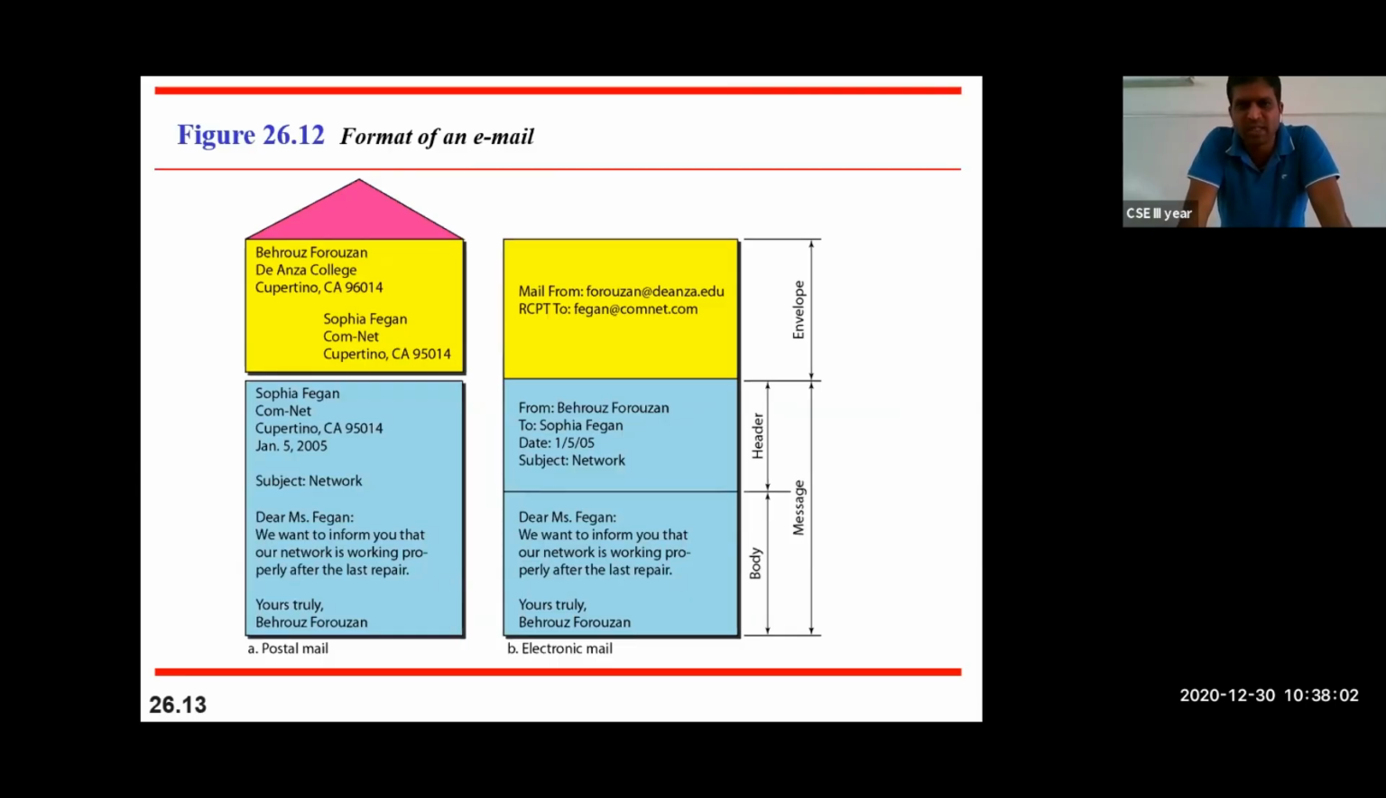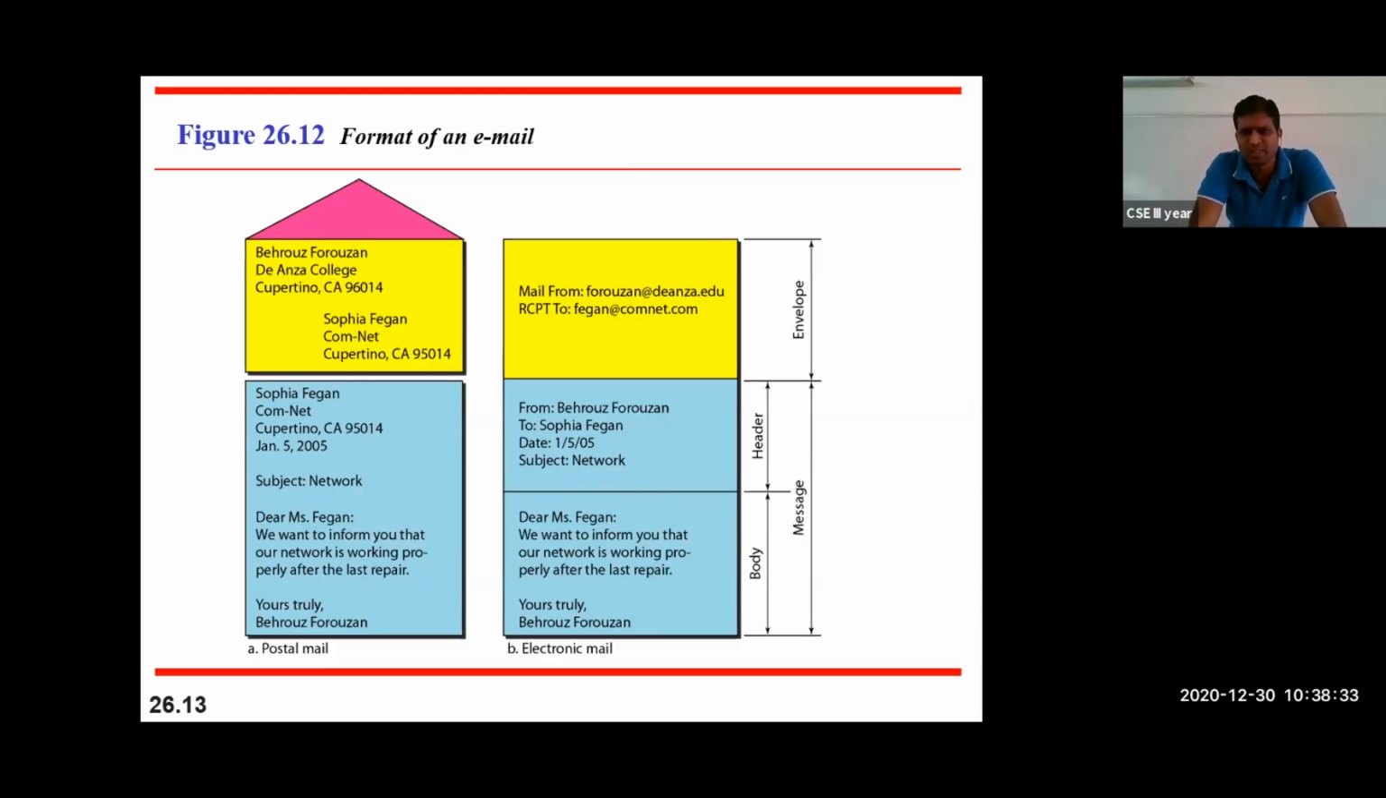From whom: the author of the textbook I am following, Forouzan. He is the person who is sending it to Sophia Fegan. That person, Sophia Fegan, is a lady. She is like a maintenance person, the person who takes care of the internet and all technical issues over there, right? So then the subject is about network, and the date on which the mail is composed.